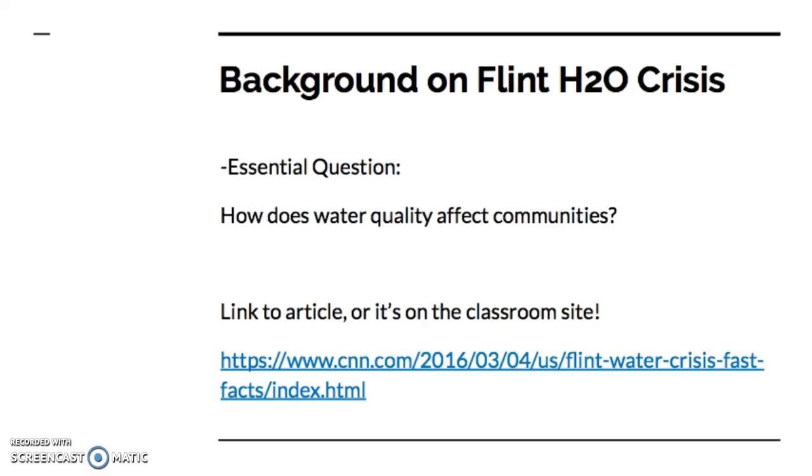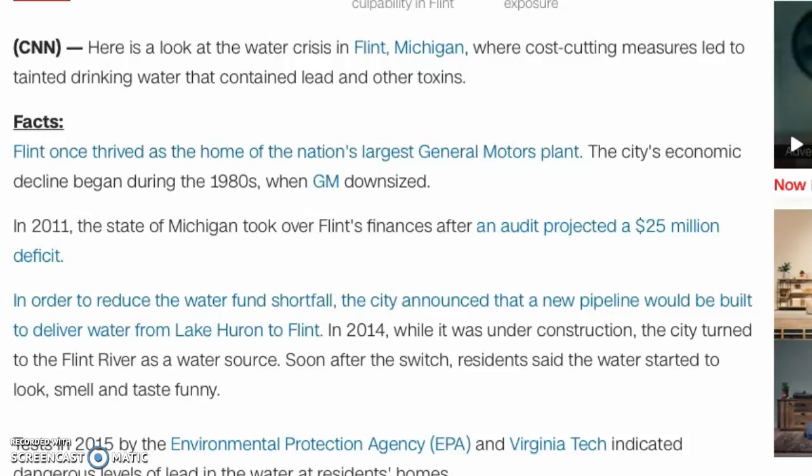So the background on the Flint water crisis. Our central question is, how does water affect communities? Now, this is a basic question, but we're going to look at it from a deeper perspective by looking at what exactly happened in Flint. Okay, so we're looking now at CNN's general report, Fast Facts on the Flint water crisis. This link is available either on the slide or in the classroom Google Classroom.